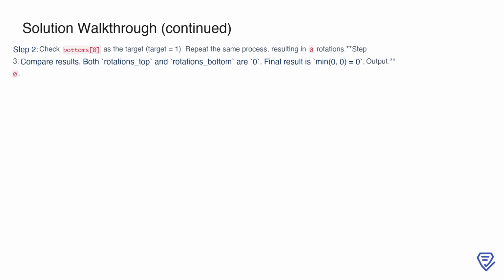Next, we evaluate bottoms[0] as the target, which is also 1. Repeating the same process, we again find that no rotations are required, resulting in 0 rotations. Finally, we compare the results for both targets. Since both rotations_top and rotations_bottom are 0, the overall result is min(0, 0) equals 0. This means the dominoes are already equal, and no rotations are necessary. The output for this example is 0.